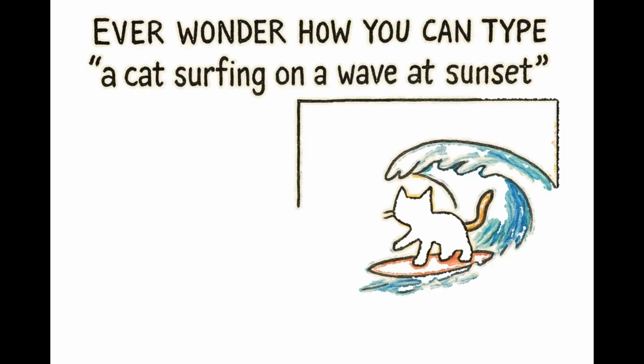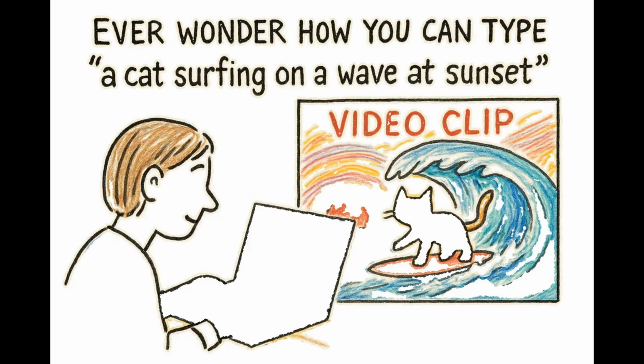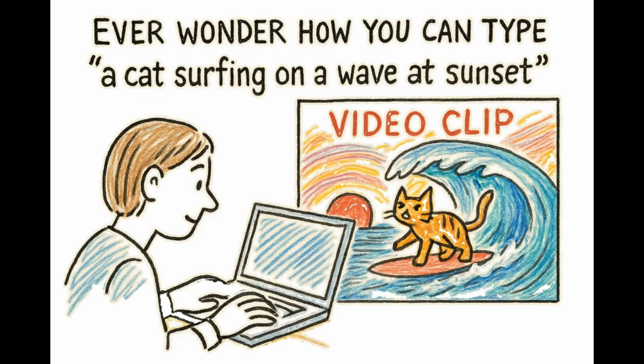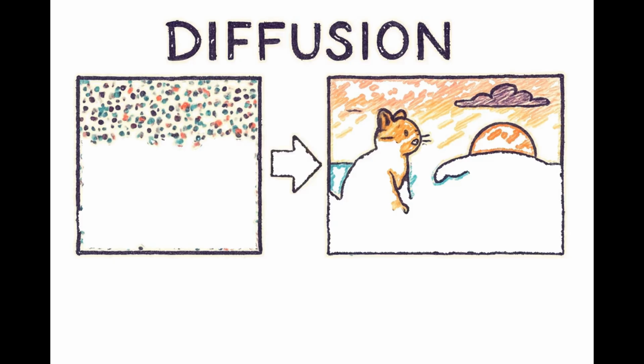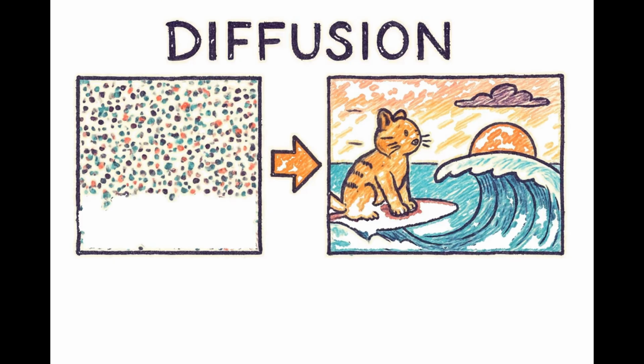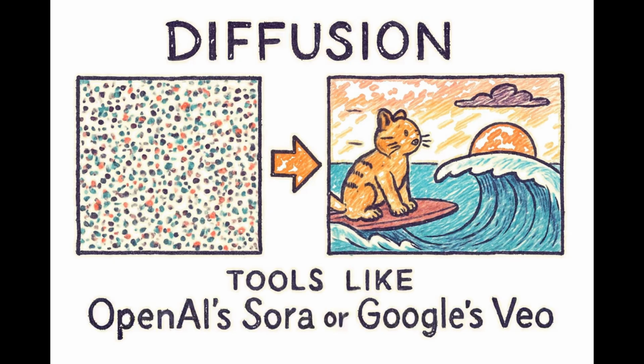Ever wonder how you can type a cat surfing on a wave at sunset and get a stunning video clip just minutes later? The technology behind tools like OpenAI's Sora or Google's Veo isn't magic. It's a process called diffusion.